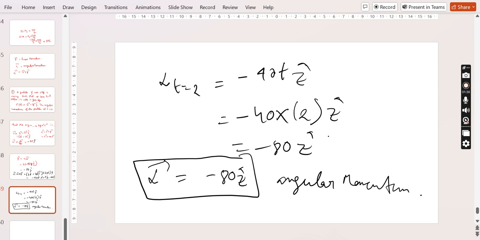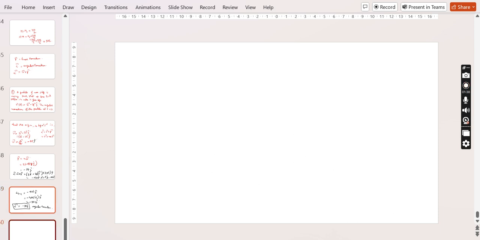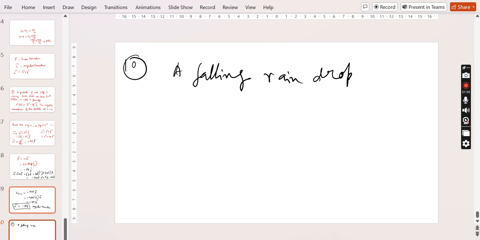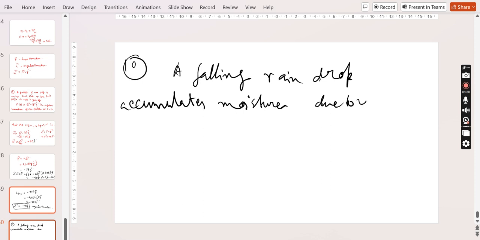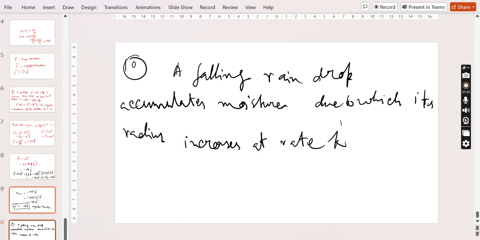Another great question. A raindrop accumulates moisture due to which its radius increases at rate a.